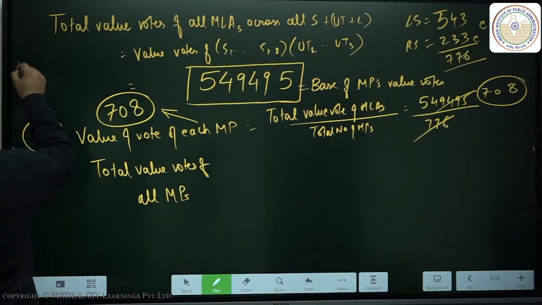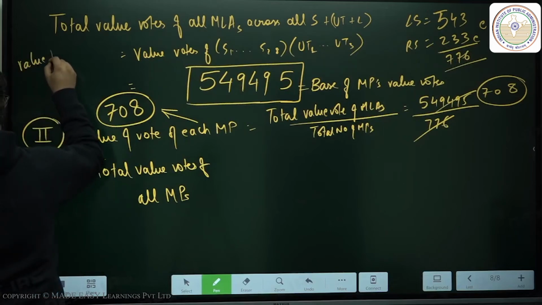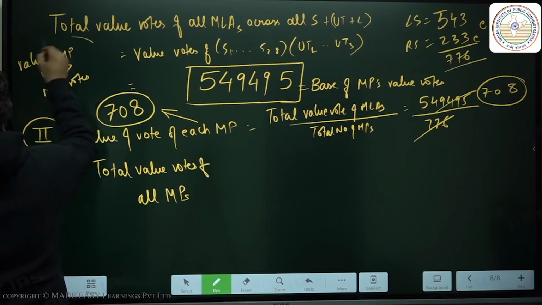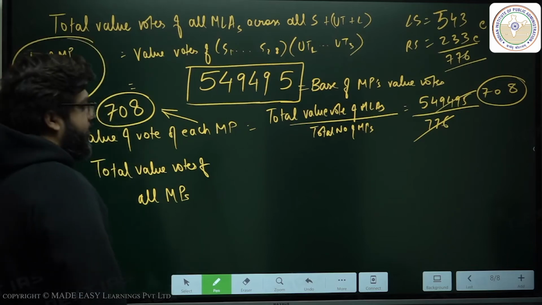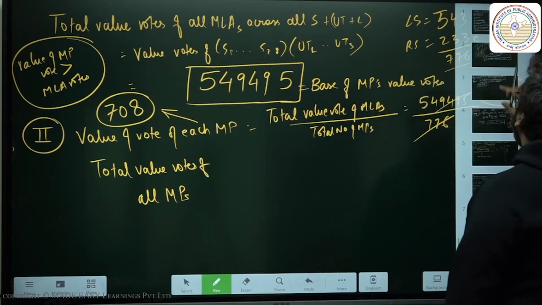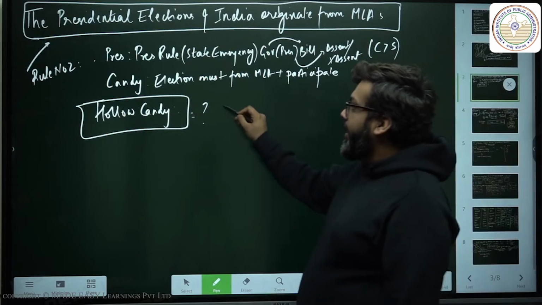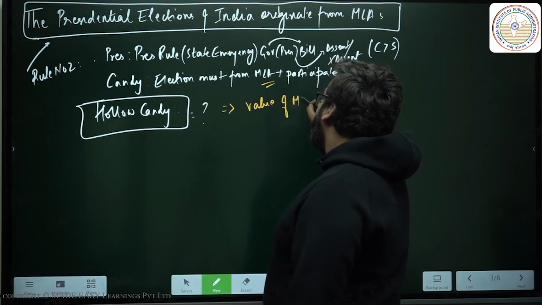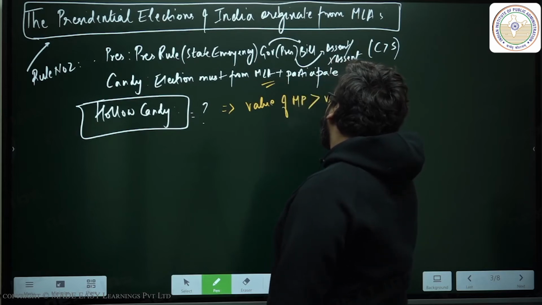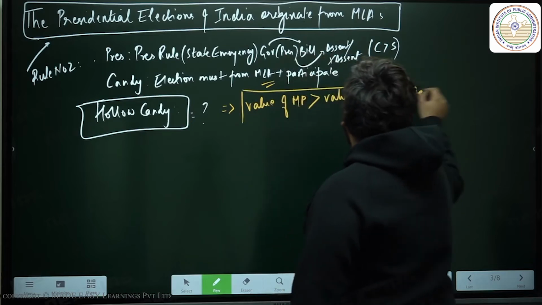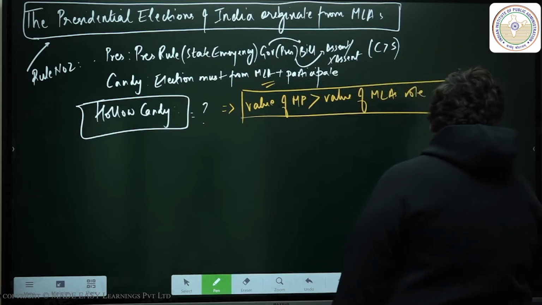इससे क्या समझ में आता है? Value of MP's vote will always be greater than value of MLA's vote. Rule number 2. Correct? शुरू आपसे करेंगे, but the value of MP's vote will always be greater than the value of MLA's vote. ठीक है? Clear?